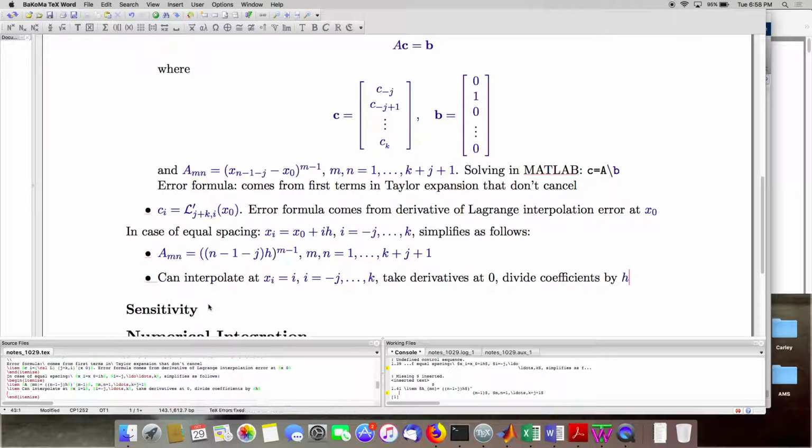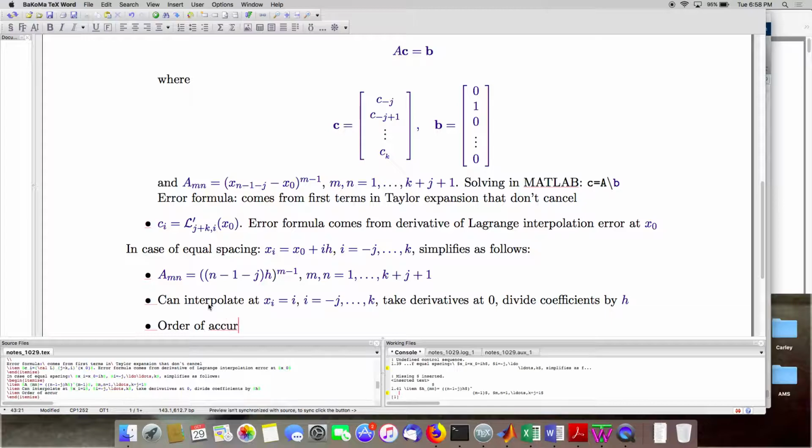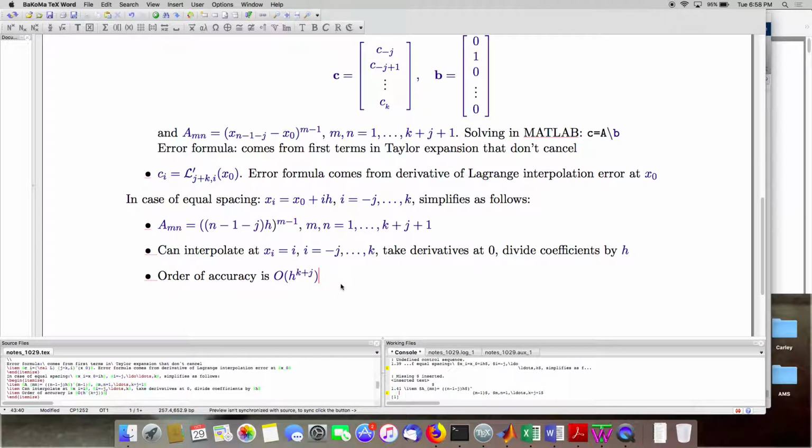And I can also say that the order of accuracy is h to the k plus j. So as an example, suppose I have a center difference. I use 1 point to the left of x naught, 1 point to the right of x naught. So j and k are both equal to 1. So the order of accuracy is h squared. Sure enough, that is the order of accuracy of the center difference.